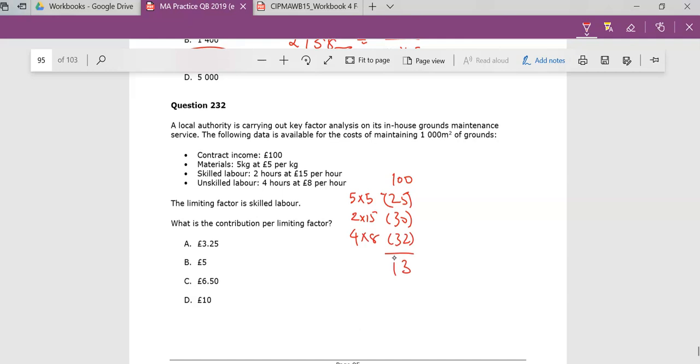It says the limiting factor here is the skilled labor. So we're basically using 2 hours of skilled labor to generate this contribution. Therefore the contribution per skilled hour would be 13 over 2, giving us £6.50, and we have that there.